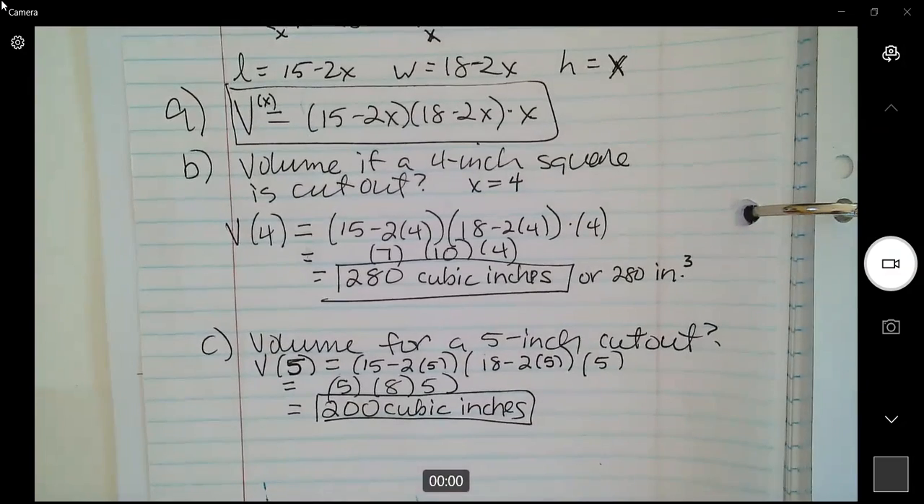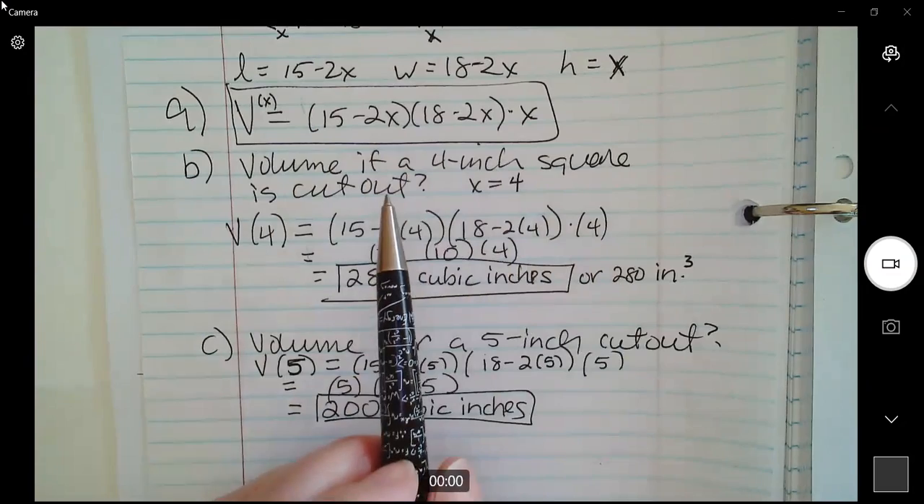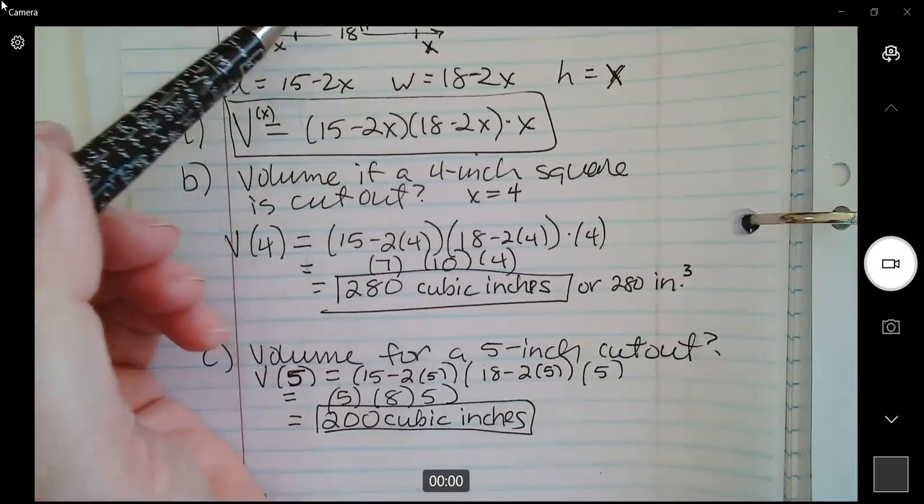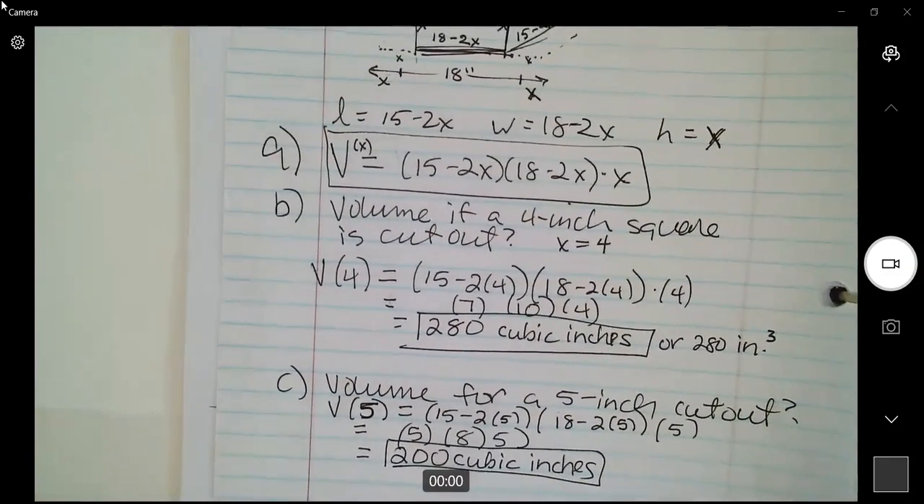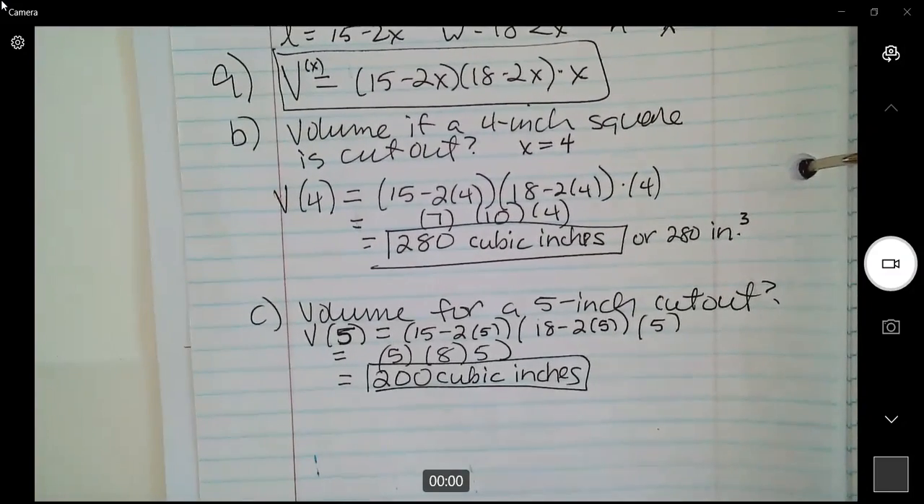Okay. So that's how you get the volume of a box when you're starting from a flat piece of paper or flat piece of cardboard or whatever the material is, metal, and you're wanting to form a box from a flat piece. You're going to cut the same corner out of all four sides. And then there are a couple more questions here.